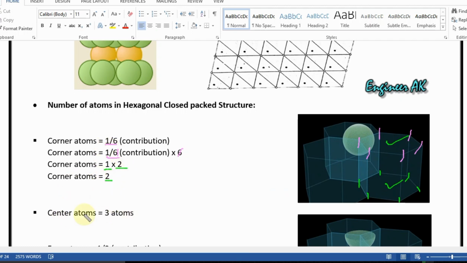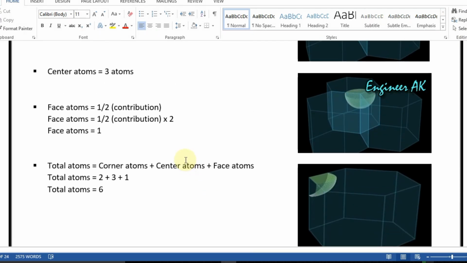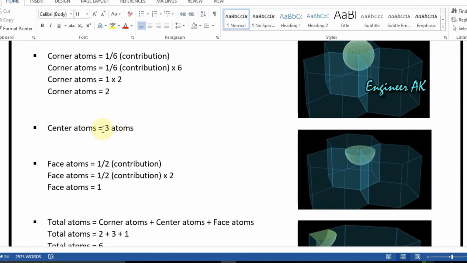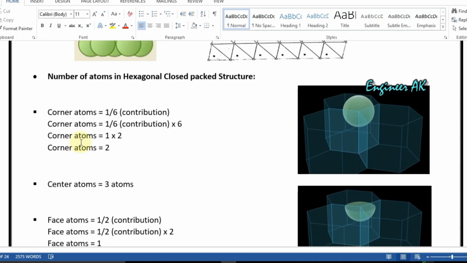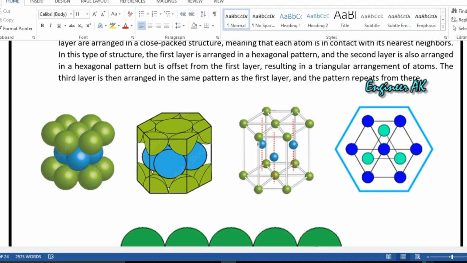And if we talk about the central atoms, we have discussed before that there are 3 atoms, one here, one here, one here, like I told you that they are making a triangle inside it. So these 3 atoms are not shared by any other atom because these 3 atoms lie inside this structure, right? So at center we have 3 atoms that I have mentioned here, right? Center atoms 3.